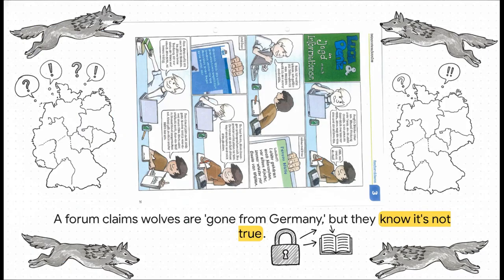And then they land on a forum, and some random user with total confidence just says, wolves are gone from Germany. But here's the thing. Luca and Denise actually know that's not true. And that's the perfect lesson, right? Just because somebody typed it online, especially on some random forum, that does not make it a fact.